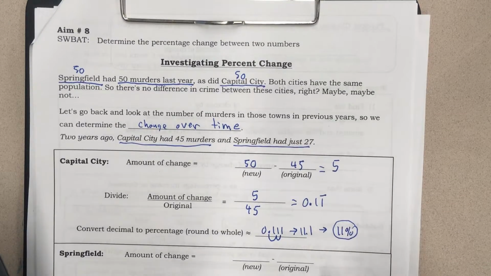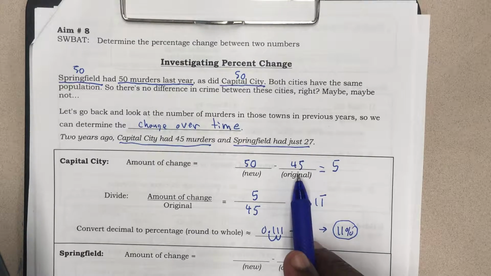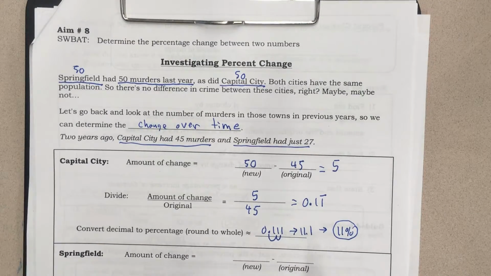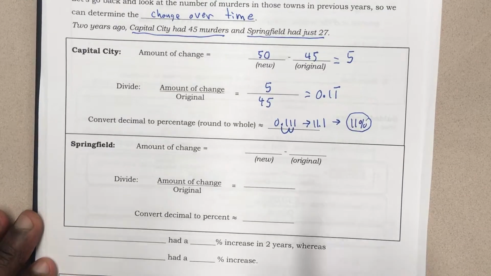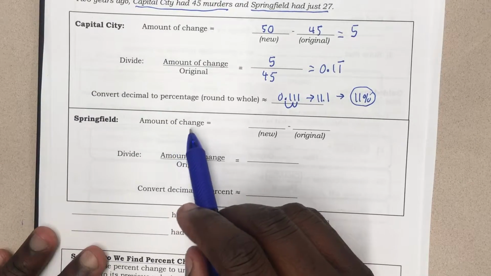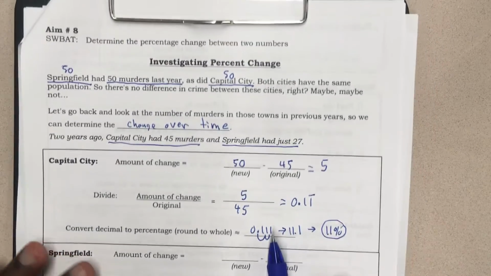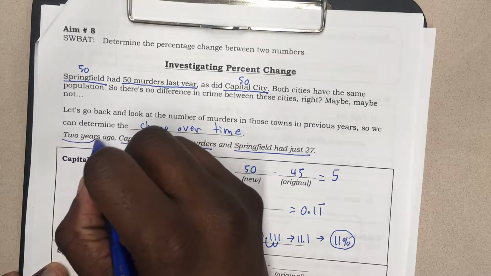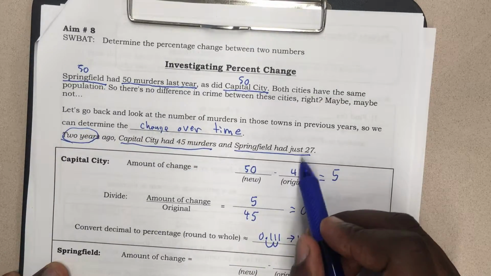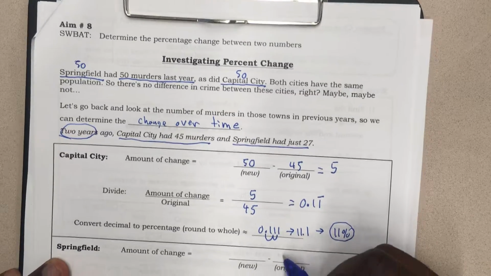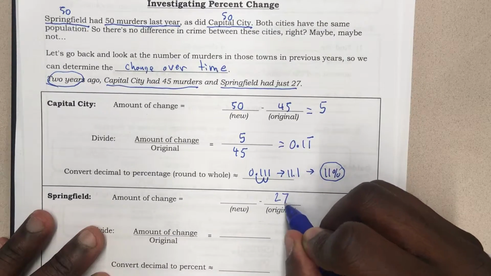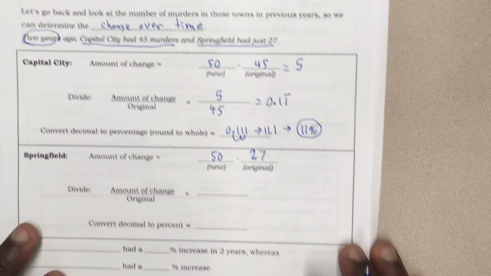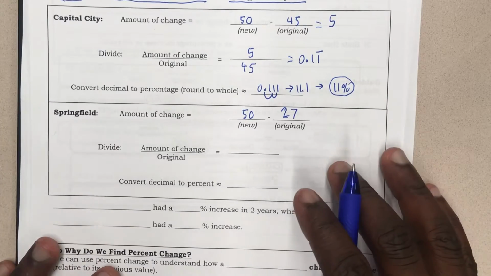So in my mind, I'm thinking, okay, they started with 45, they went up to 50, so they only went up 11%. All right, let's look at Springfield now. Now Springfield, it says here, the amount of change. Well, let's go back and see what's up with Springfield. Springfield 2 years ago was at 27. So their original was 27, and their new amount, since they were the same, is 50.